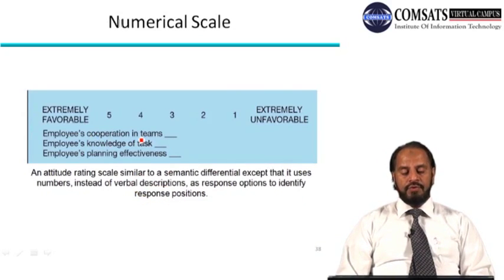Numerical scales could also be used. Again, the same thing. Instead of the verbal description, you're trying to use extremely favorable to extremely unfavorable, but in between you have numbers which indicate the intensity. So the attitude scale is similar to the semantic scale, except that they use numbers. Here, instead of a line drawn, you've given numbers.